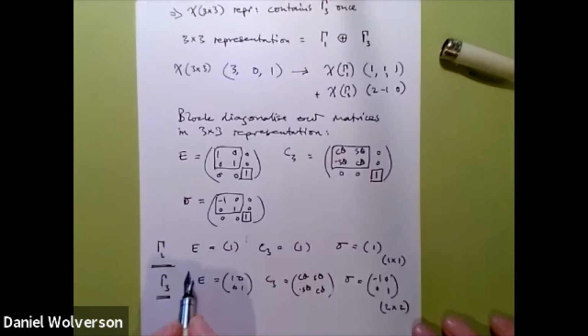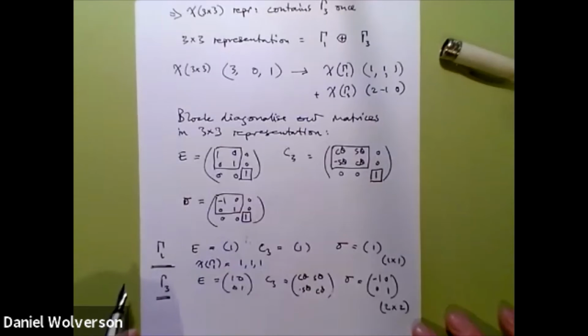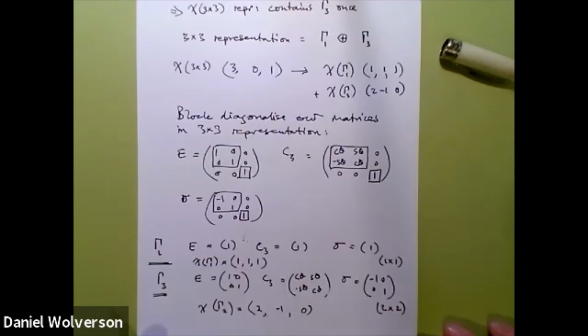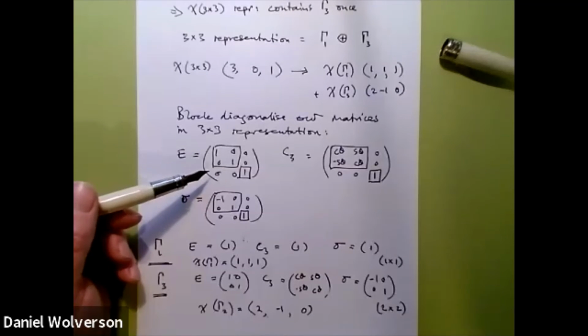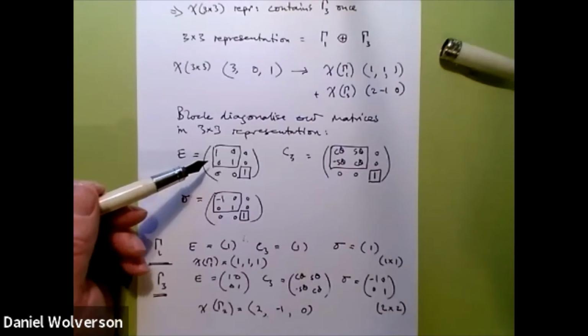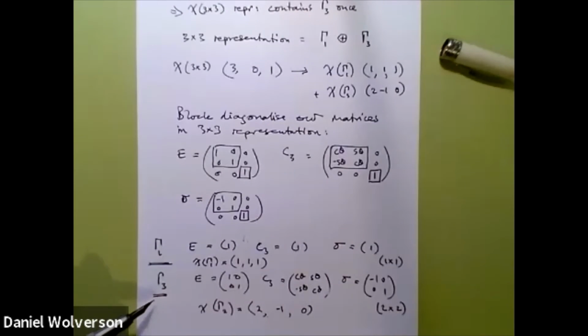The character of this is 1, 1, 1, which is the first row of my character table. And the character of this gamma 3 is 1 plus 1 is 2, minus a half plus minus a half is minus 1, minus 1 plus 1 is 0. And that's the bottom row of my character table. So here are the matrices that I constructed in an arbitrary human readable basis of Cartesian XYZ coordinates to describe my symmetry transforms. I find out that it's a reducible representation. It reduces into gamma 1 plus gamma 3.